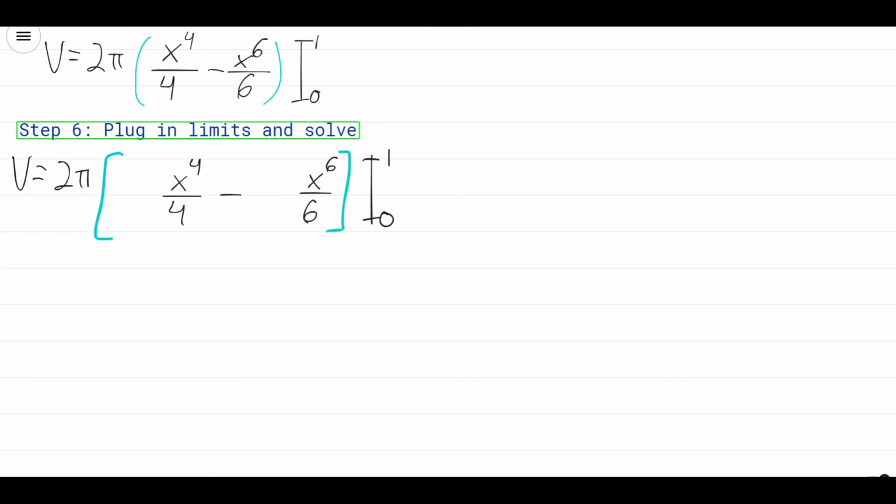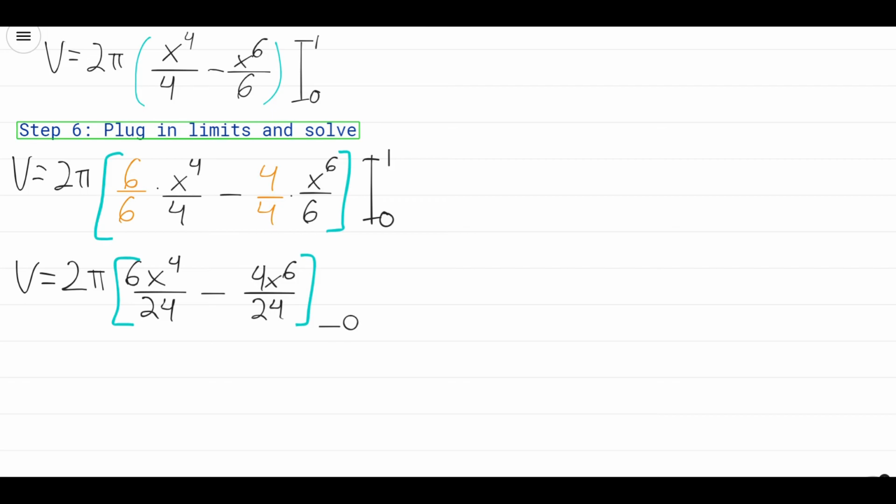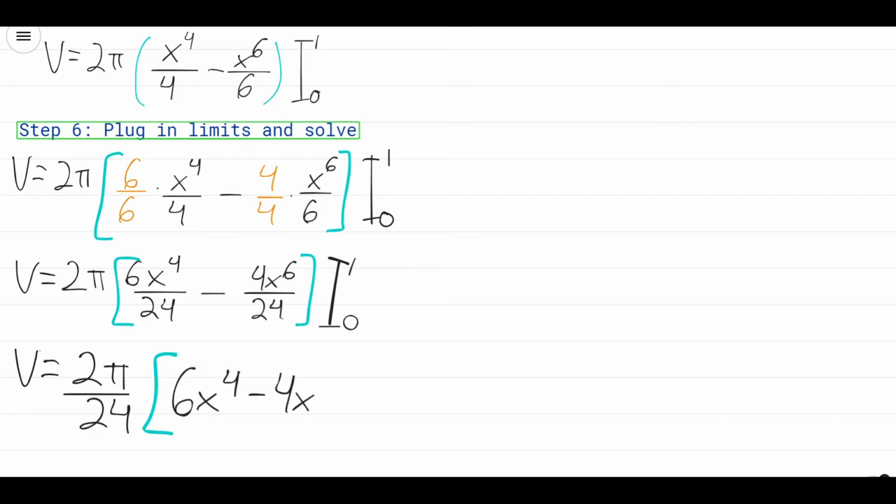I'm going to find a common denominator by finding the least common multiple of 6 and 4. I decided to use 24, but you could also use 12. So that's what I did. I used 24. So I multiplied the first fraction by 6 over 6, the second fraction by 4 over 4. And I got 2 pi of 6x to the fourth divided by 24 minus 4x to the 6th divided by 24, bounded from 0 to 1. And the volume is equal to 2 pi over 24, and then 6x to the fourth minus 4x to the 6th power, bounded from 0 to 1.